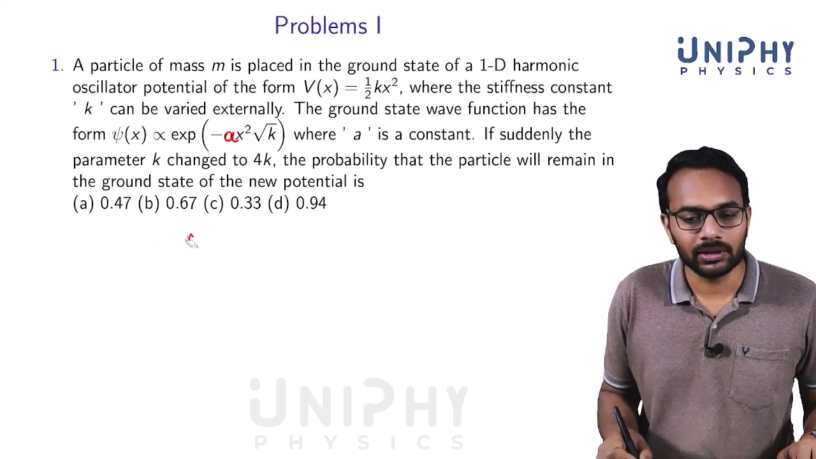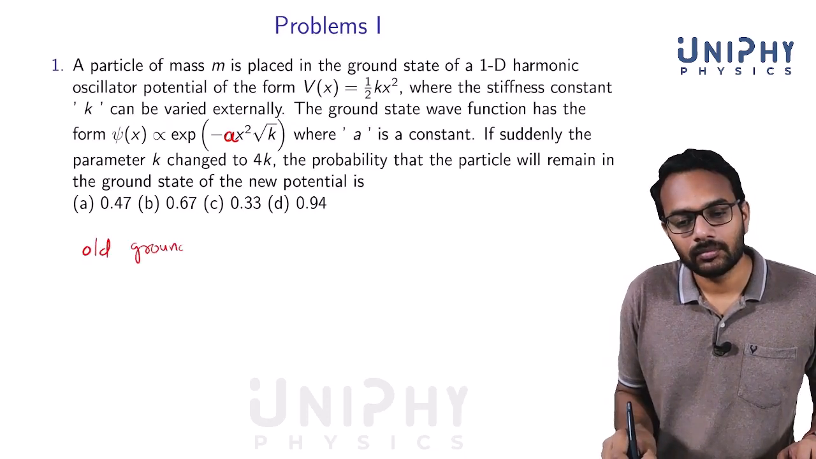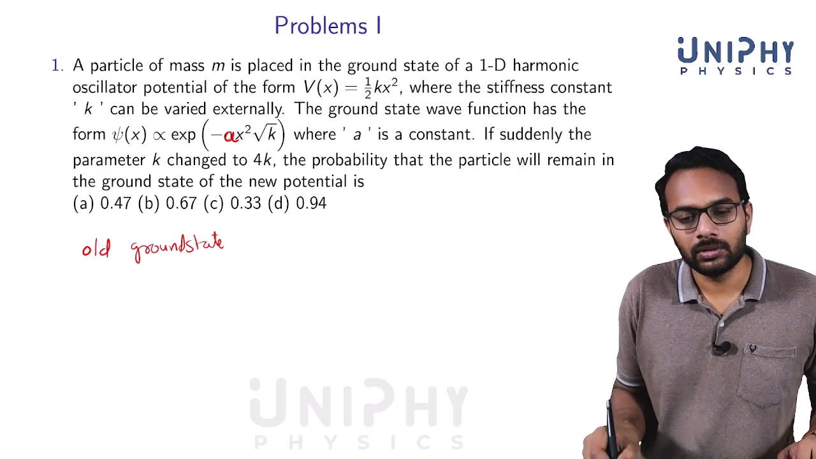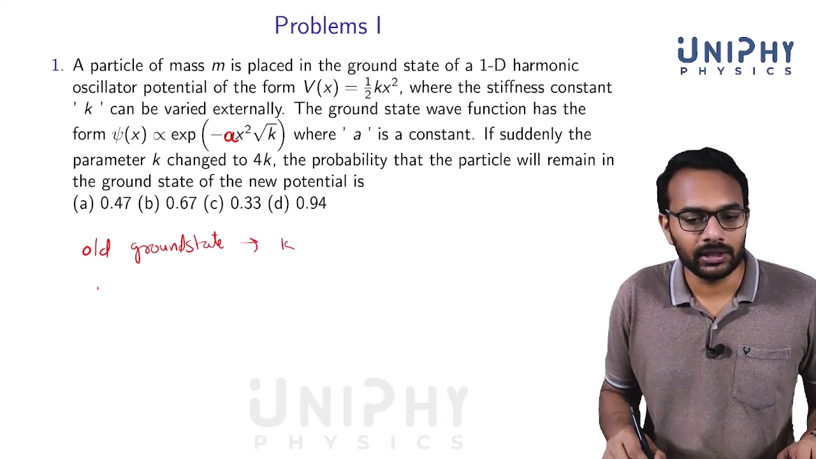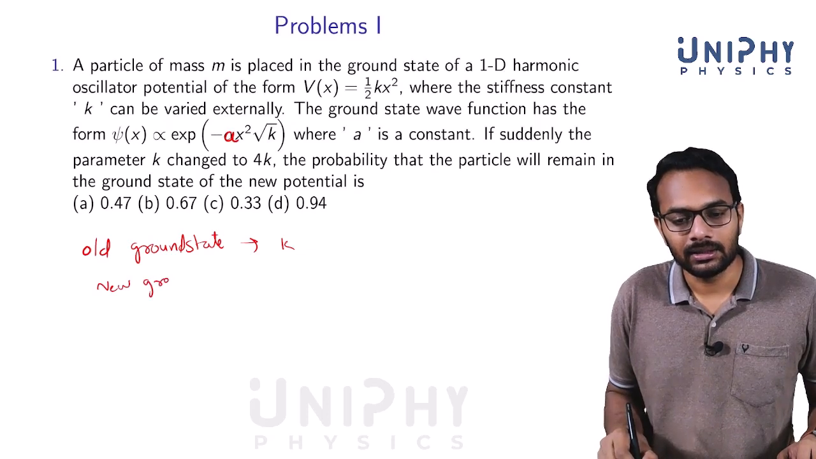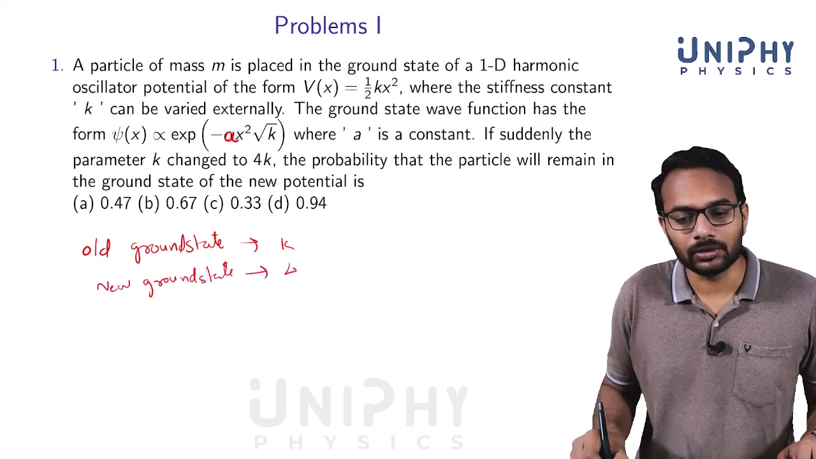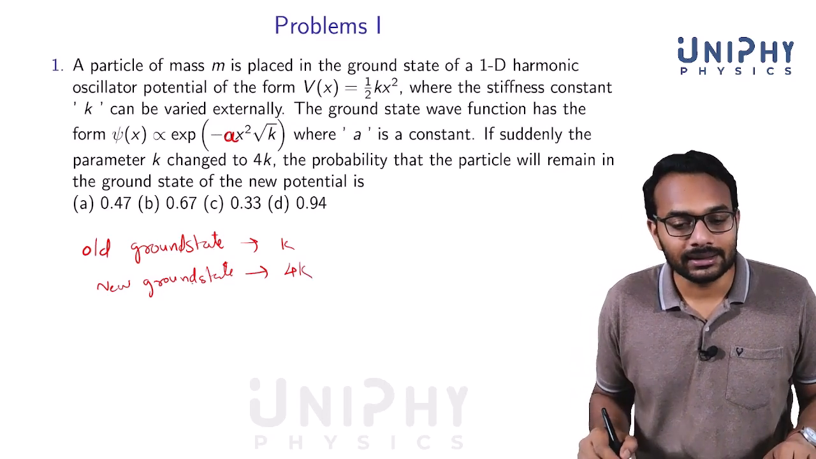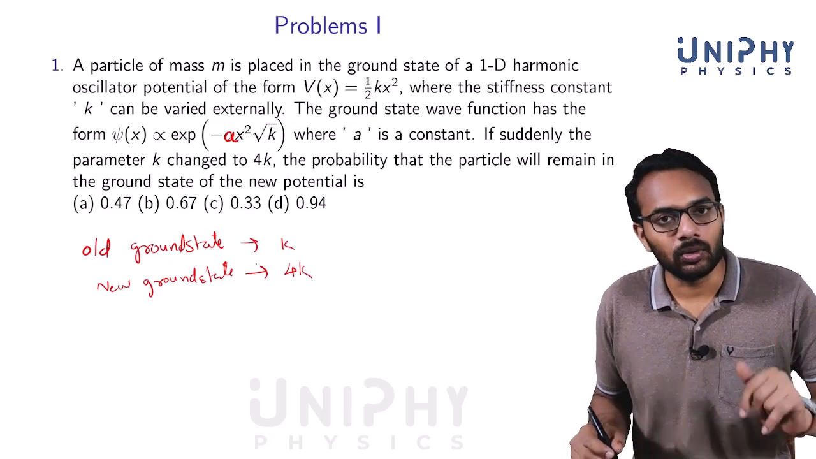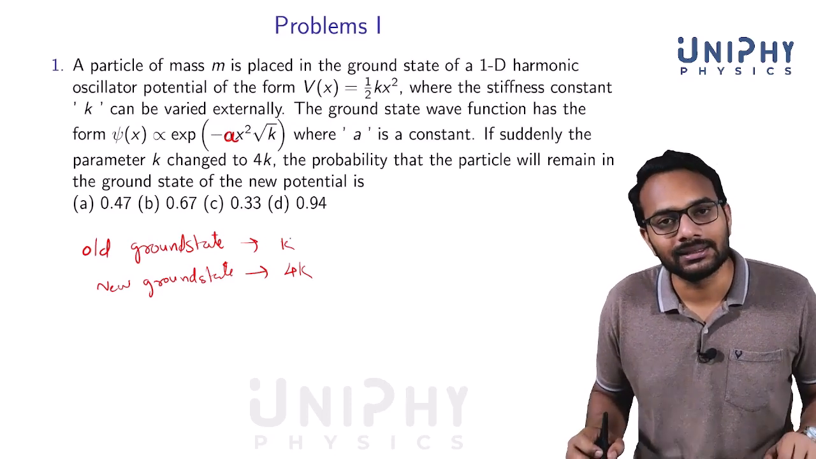So what we have is an old ground state corresponding to, let's say, the value k, and we have a new ground state for the second system where k has gone to 4k. These are the situations. Now we are asked the question. It starts in the old ground state. The system is in the old ground state initially. It's in an eigenstate of the energy.